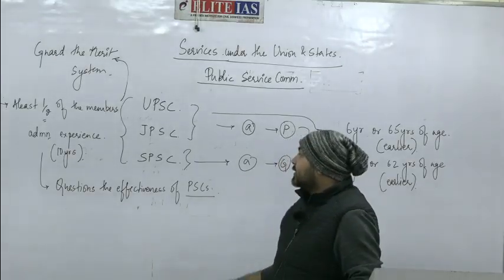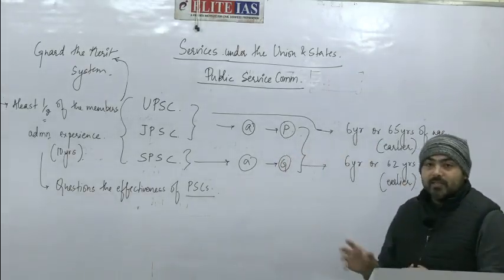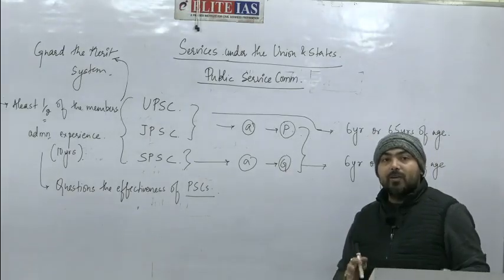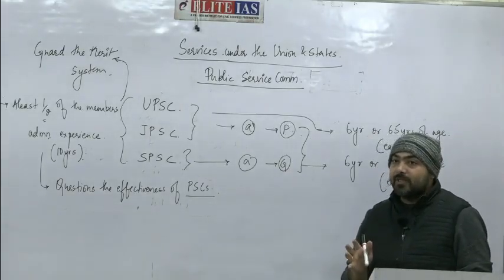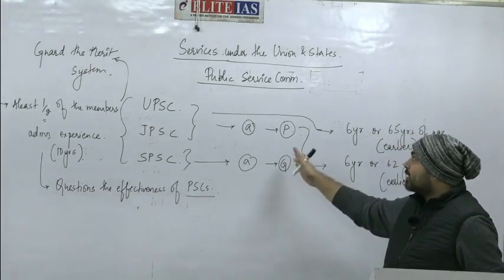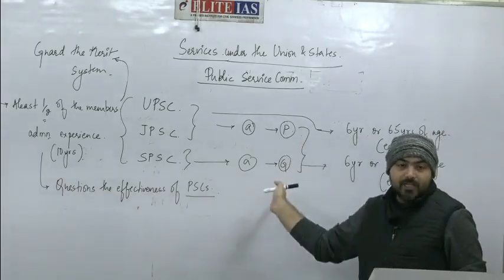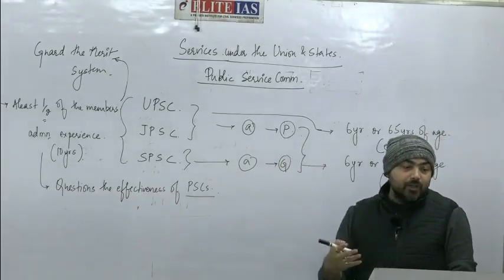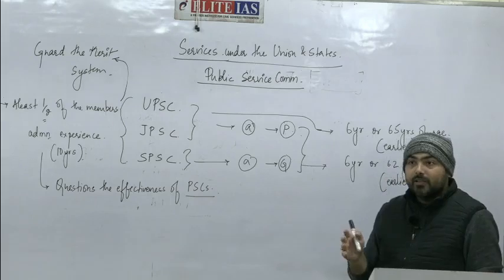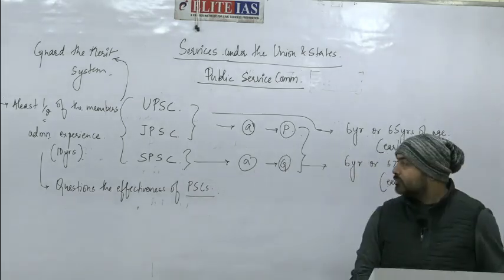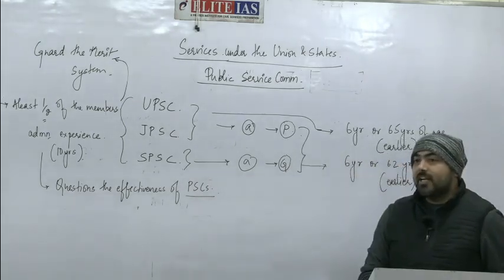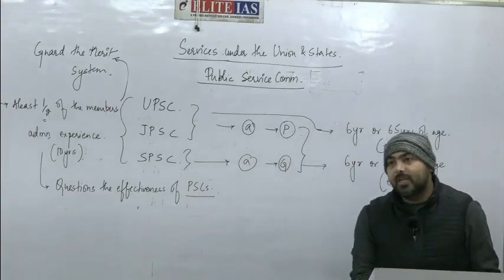Clear? This is when we talk about the membership of public service commissions. Clear? So you can just write this down, who is appointed. If you have written, then I'll move on. Have you written this? Right, just write this down. 10 years of service under the government.